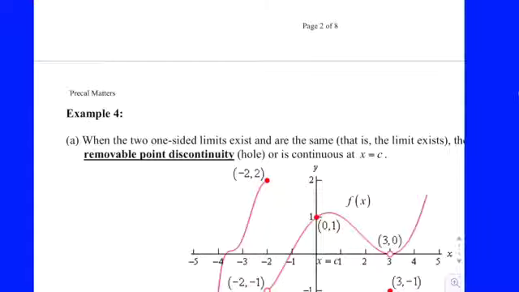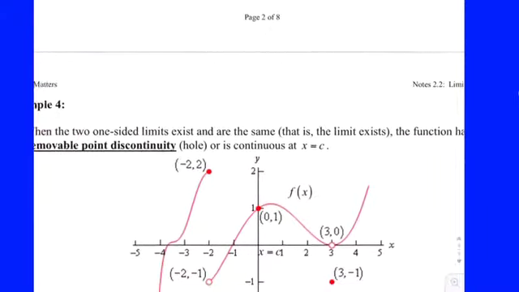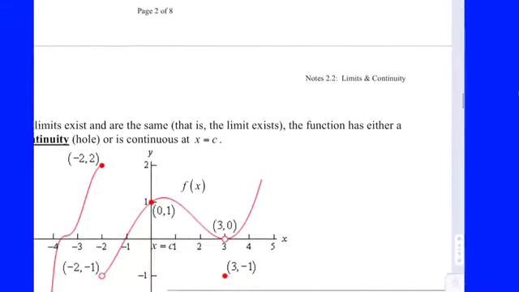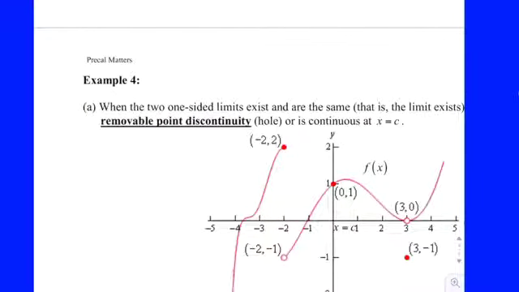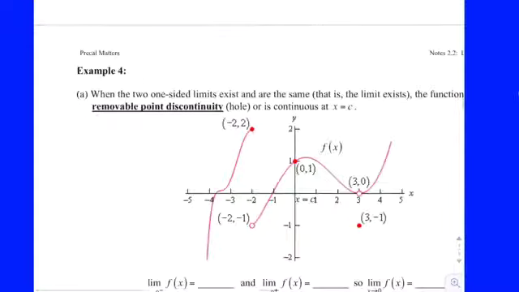When the two one-sided limits exist and are the same, that is, the general limit exists, and the function has either not been defined or is defined but is somewhere else, we're always going to have a hole there every single time. When the roads line up and the general limit exists, you're always going to have a hole if the function value doesn't exist or is something else.